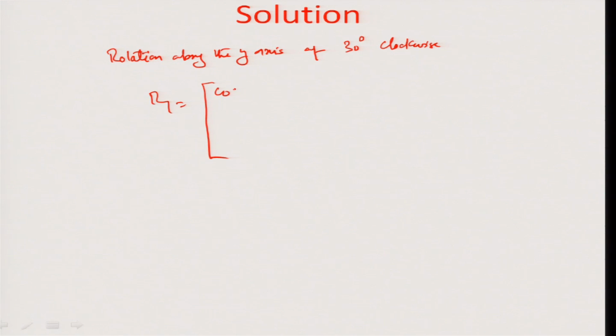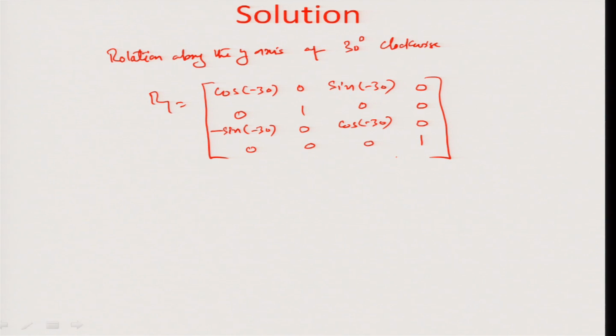In a similar manner, we can perform another operation to the same, because we have a rotation along the y-axis of 30 degrees clockwise. Obviously, all the clockwise rotations are treated as negative angles. So, from earlier knowledge, the rotation matrix that can be used here, R1, is given by cos of minus 30, 0, sine of minus 30, 0; 0, 1, 0, 0; similarly, minus sine of minus 30, 0, cos of minus 30, 0; and 0, 0, 0, 1. So this is how the R1 matrix would look like.